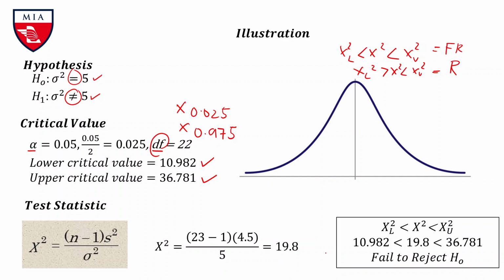So in this case, the value of our test statistic is within the lower and the upper critical value. So our test statistic is in the middle of the two. Therefore, like I said earlier, we fail to reject the null hypothesis because the value of our test statistic is between or within the values of our lower and upper critical value. Okay, I hope this is clear for everyone.